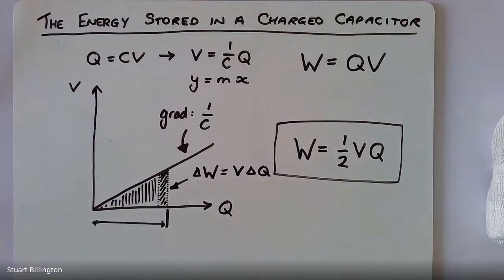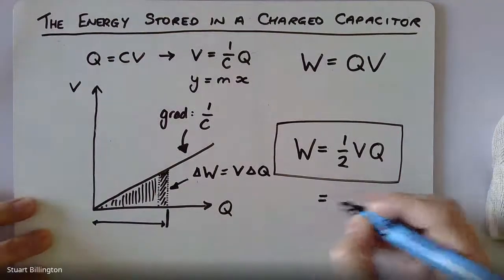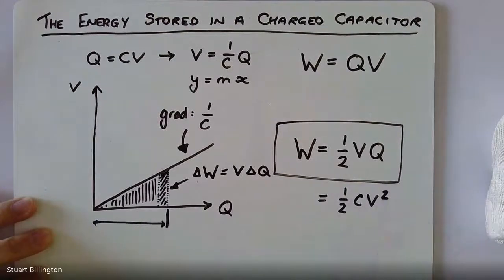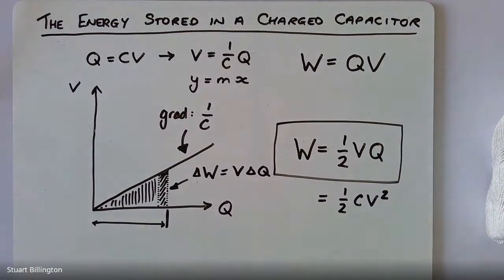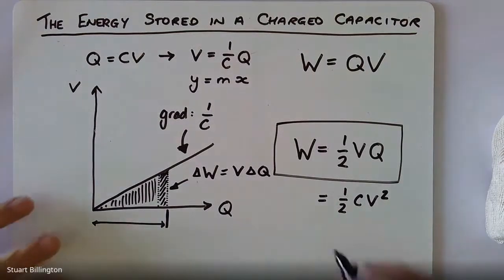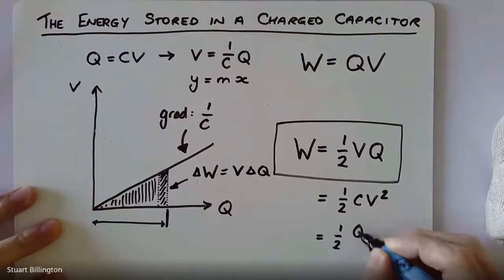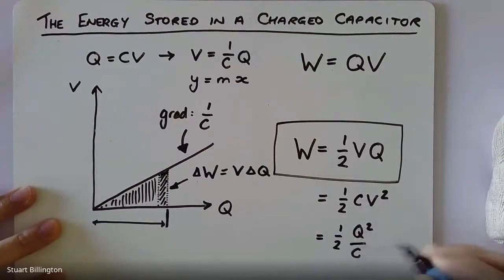If we substitute from Q equals CV, we can get slightly different versions of this equation. So if you happen to have the capacitance and the potential difference, the final potential difference, you might prefer that version of it. And if you have the charge stored and the capacitance, you might prefer that version of it.